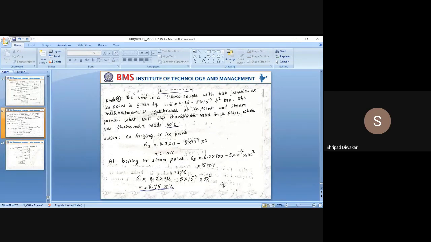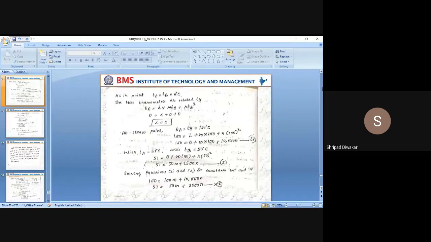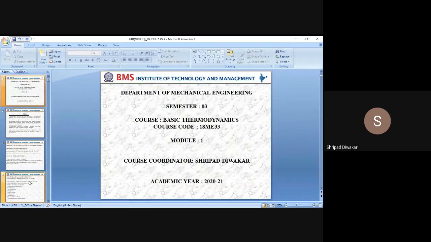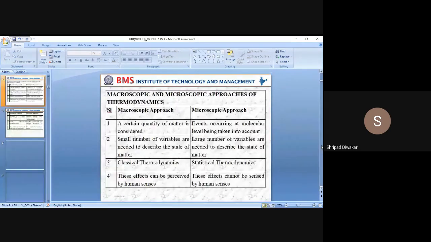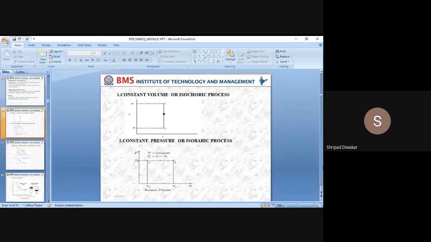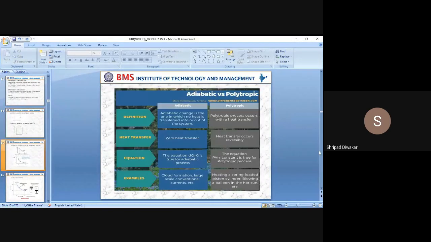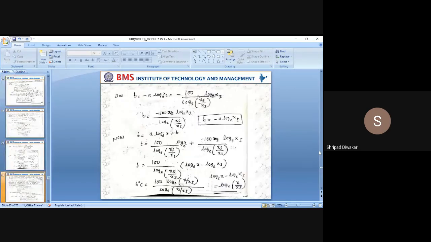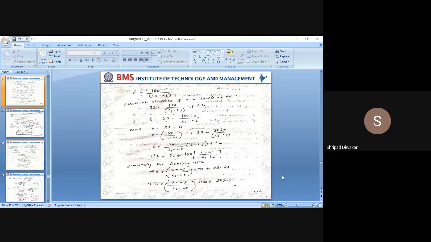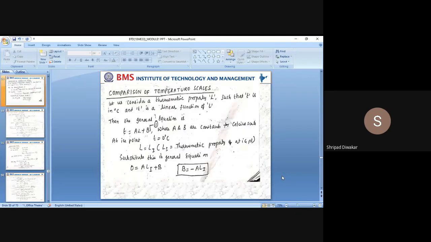Now we got the three values 0, 15 and 8.75. But we have to find the temperature. Then what is the formula we are going to use? In the very first class I discussed the relationship between the temperatures, which is given by a standard formula. You have to remember this standard formula.